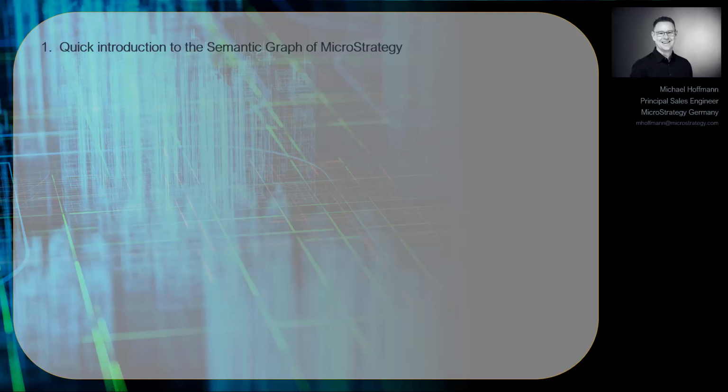So in the semantic graph, for example, you have the definition of all the metrics, all the facts, all the attributes, the dossiers, the reports, the intelligent cubes, and so on and so on. Everything in MicroStrategy is an object, and all the objects are related to each other, and the semantic graph is covering all these object dependencies. In other words, MicroStrategy works 100% object-oriented and keeps track of all the dependencies between these different objects.